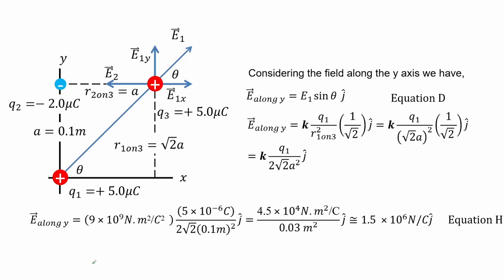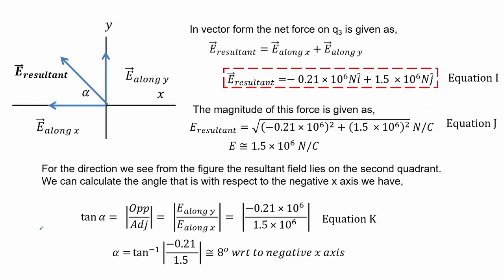Considering the field along the y-axis we have from equation D. We get that the net field along y is pointed upwards since it is positive as shown in equation H. Here we have the resultant field, which is expressed by its components along the x and y axis from equations G and H as shown by equation I.